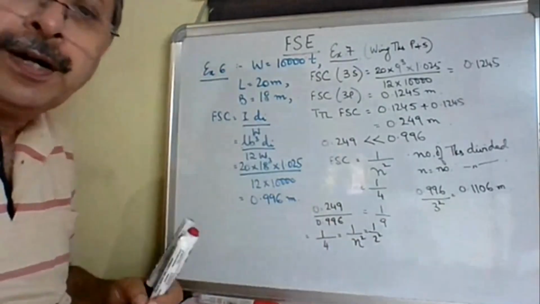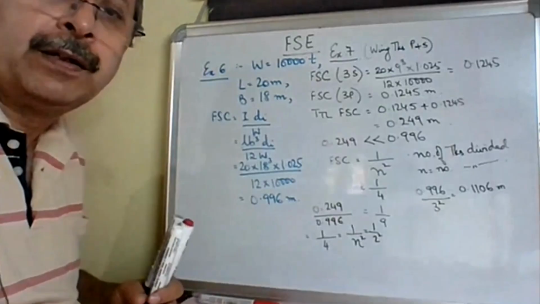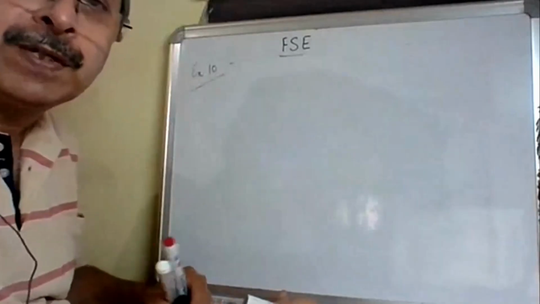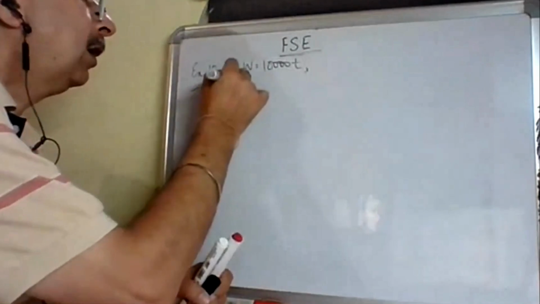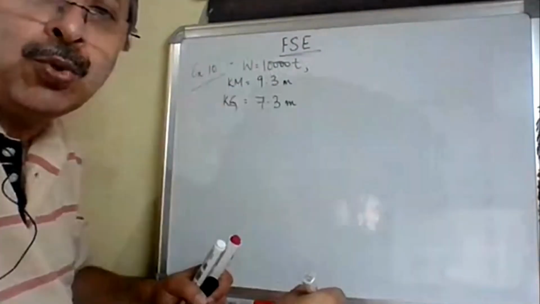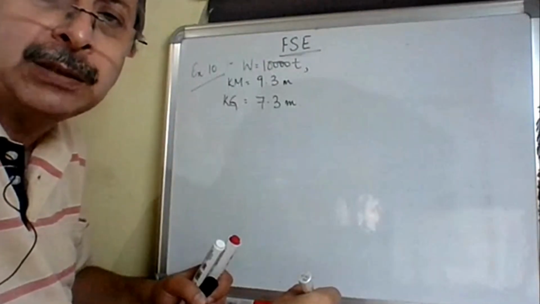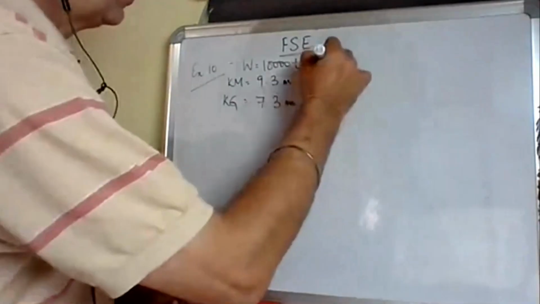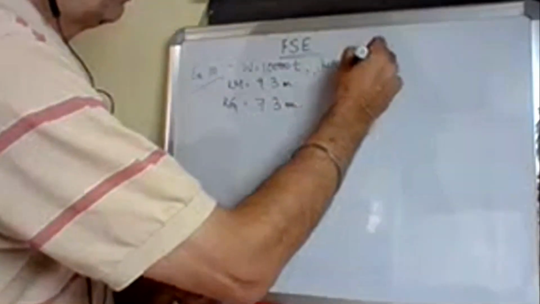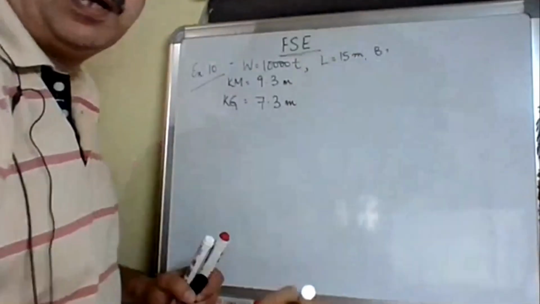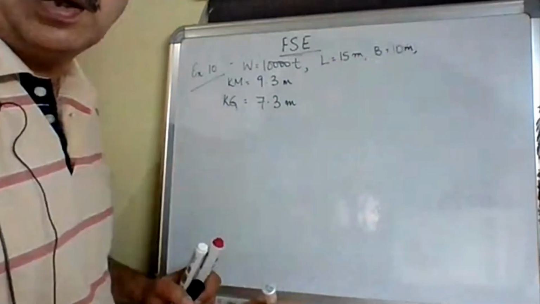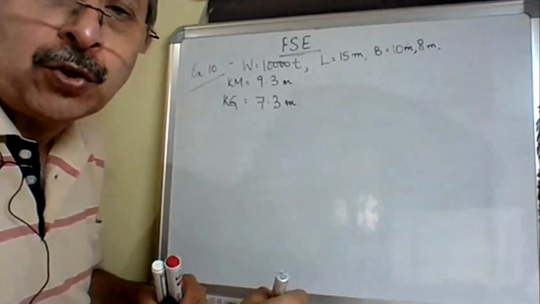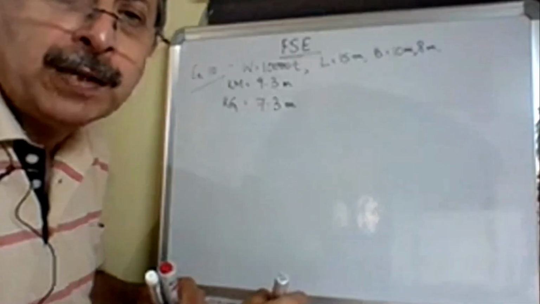Okay. All right. Now let us move ahead and come to example 10. Vessel of displacement 10,000 tons. KM 9.3, KG 7.3. Has 2 rectangular identical deep tanks, port and starboard. Each is 15 meters long and each is 10 meters wide and 8 meters deep. The starboard deep tank is full of salt water while the port deep tank is empty.